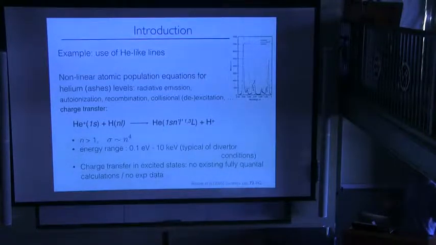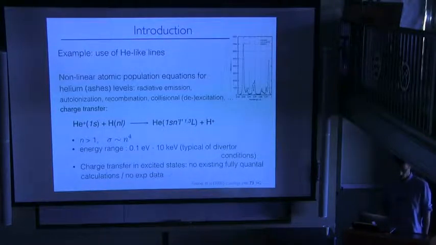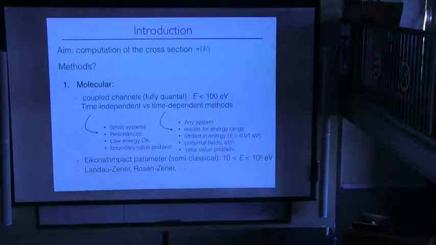And so what we did was to look at this fraction and compute the cross-section in this energy range, from 0.1 eV to 10 keV, which is typical of the so-called divertor conditions, so the edge of the plasma. And also the reason is that there were no existing fully quantum mechanical calculations or experimental data on this system. But it can also be useful for astrophysical applications. Now, the goal is to compute the cross-sections, as you know.